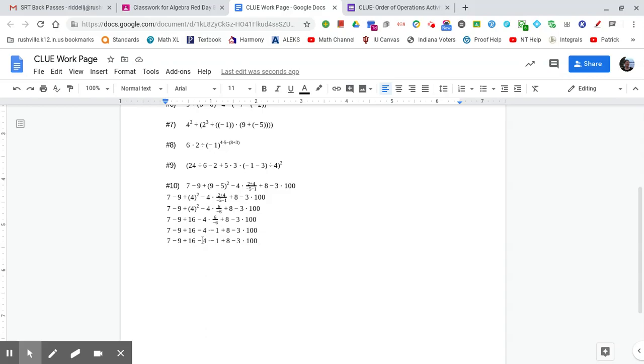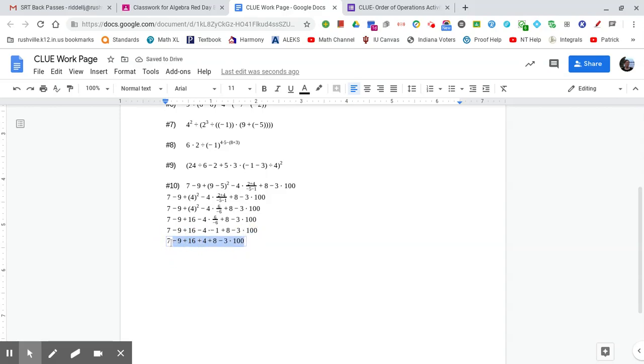If I do it as 4 times negative 1, a positive times a negative is a negative, and 4 times 1 is 4, so negative 4. But then a double negative will change to a positive. If I had thought of it this way, it might have been a little easier: negative 4 times negative 1, a negative times a negative is a positive, and 4 times 1 is 4. So whichever way you like to think of it, that's going to become a positive 4.